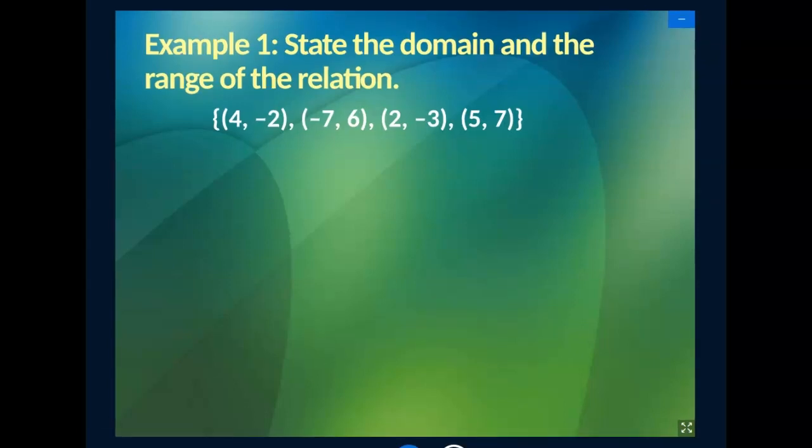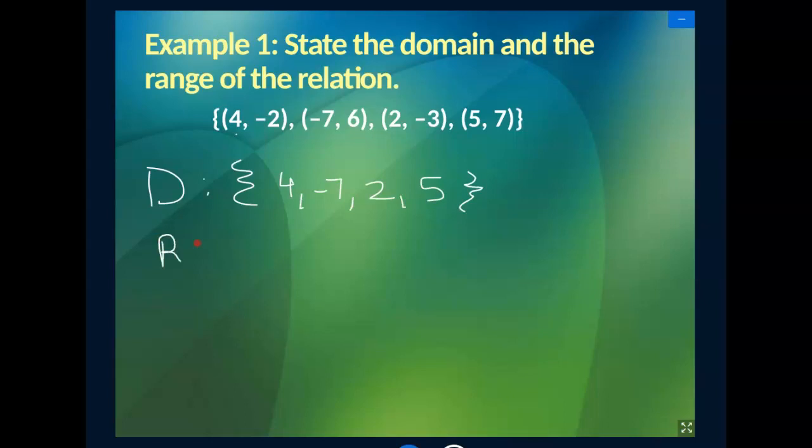So the domain is the x values. When you write domain, you have to make sure that you put the bracket. I'm sorry, my hand hit the iPad. So it gets a bracket at the beginning of the domain. So this one is 4, -7, 2, and 5. It's all those x values.